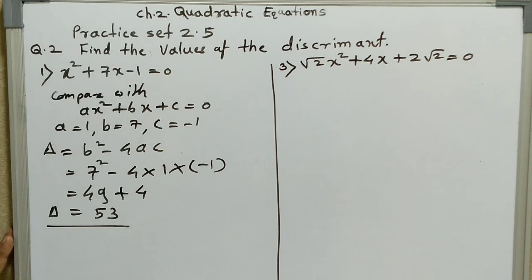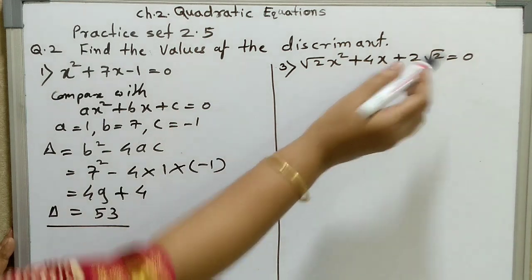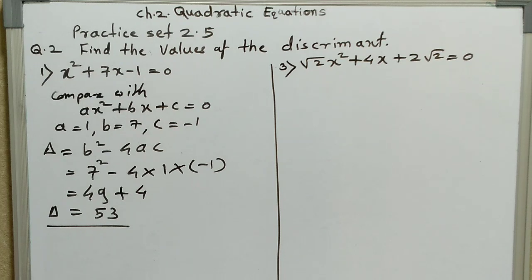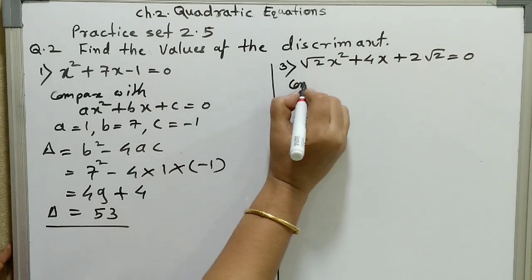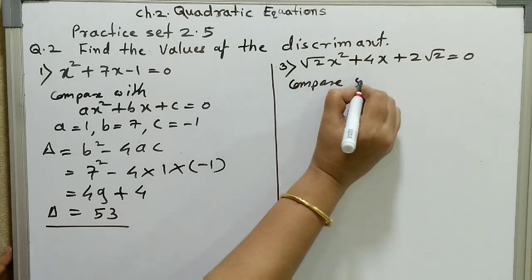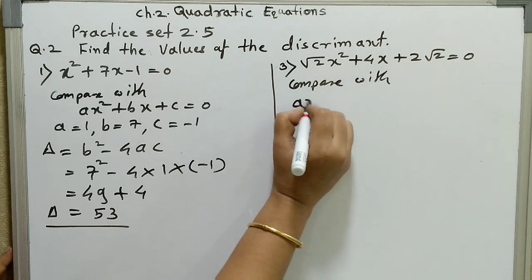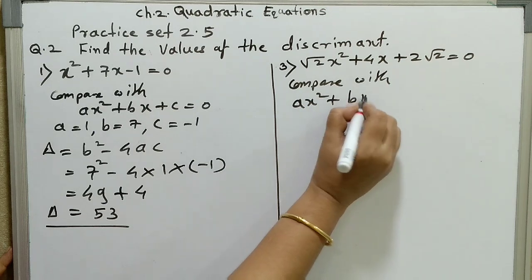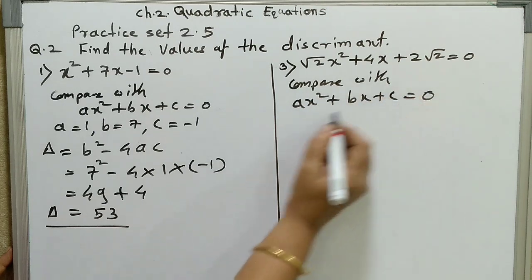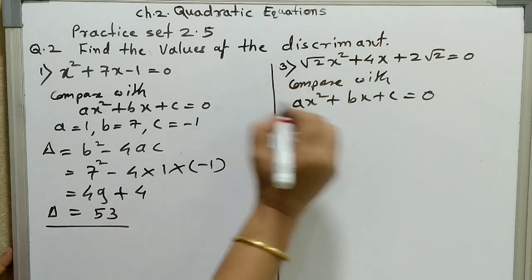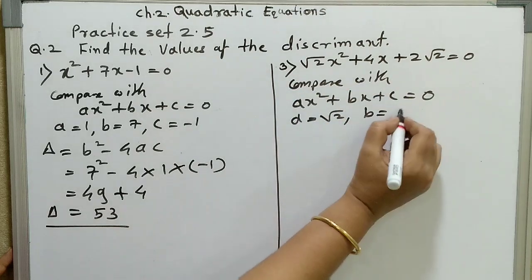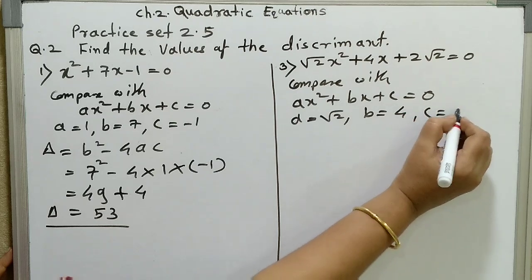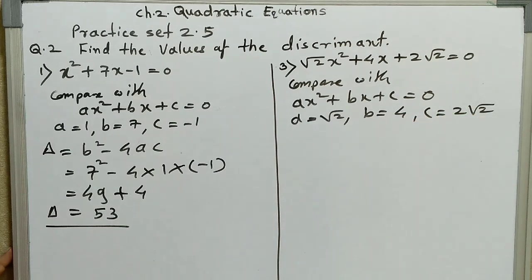Now see the next, third equation. Under root 2 x square plus 4x plus 2 under root 2 is equal to 0. This equation also we compare with the standard form, ax square plus bx plus c is equal to 0. Now what is the value of a? Here it is root 2. What is the value of b? It is 4, and the value of c is equal to 2 under root 2.